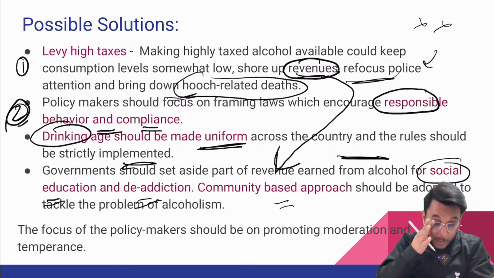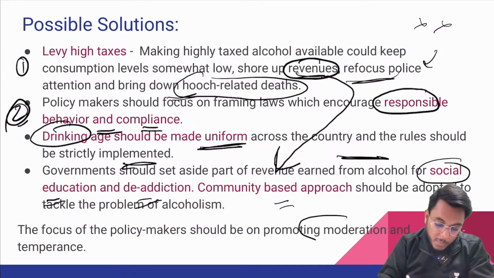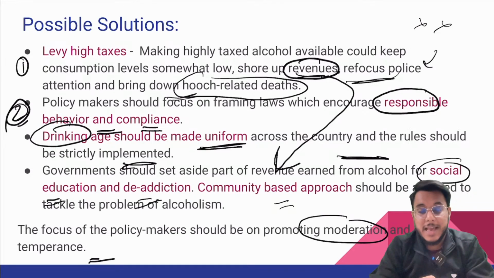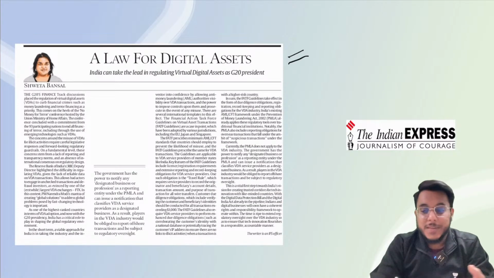The next thing is that the policy makers should be promoting moderation and temperance as values, that is, consuming in balance. So consumption in balance needs to be propagated. These virtues need to be talked about. Okay. Now moving to the next article.